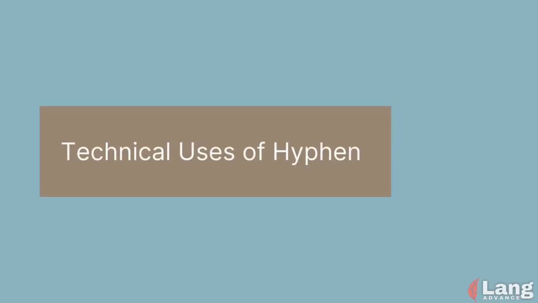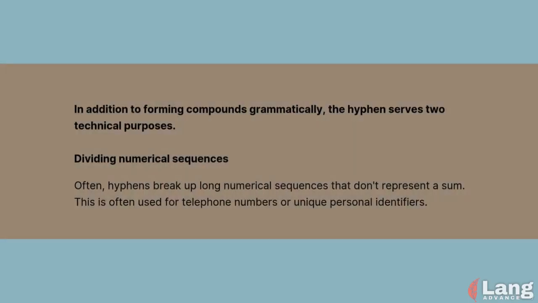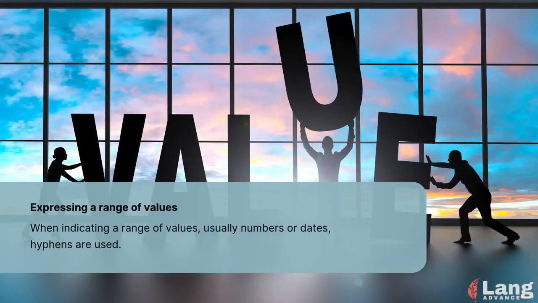Technical use of hyphen. In addition to forming compounds grammatically, the hyphen serves two technical purposes: dividing numerical sequences. Often, hyphens break up long numerical sequences that don't represent a sum. This is often used for telephone numbers or unique personal identifiers.